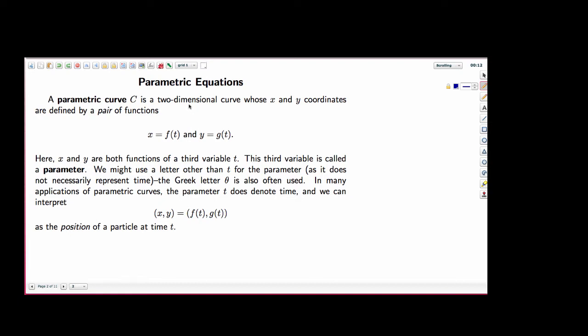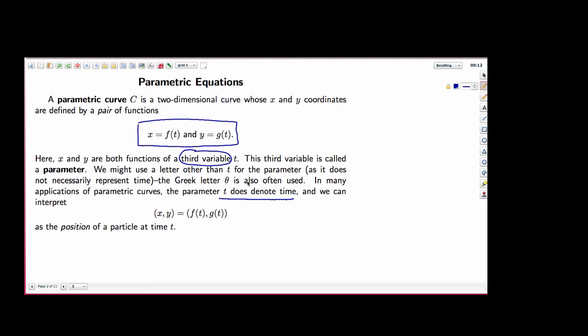A parametric curve, we're going to start in two dimensions, is a curve whose x and y coordinates are defined individually by a pair of functions, x equals f of t and y equals g of t. So the key idea here is that x and y are both functions of some third variable. Typically we're going to use t to denote time, but any third variable can be used for the parameter. Theta, the Greek letter theta, is often used. Again, any third variable can be used for your parameter.